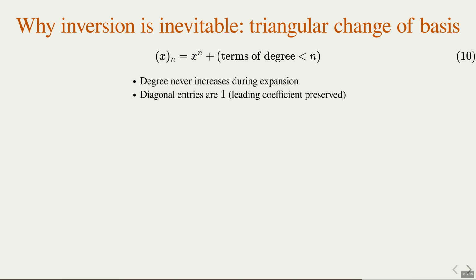And the ones on the diagonal mean the leading term is preserved with coefficient 1, so no scaling happens at the top degree. Put those together and you get uniqueness. Every polynomial has exactly one coordinate vector in each basis, so the change of basis map must be invertible. So the deep theorem is really linear algebra wearing combinatorics clothing.